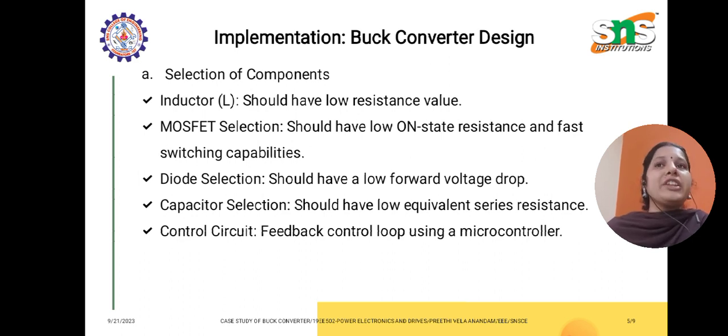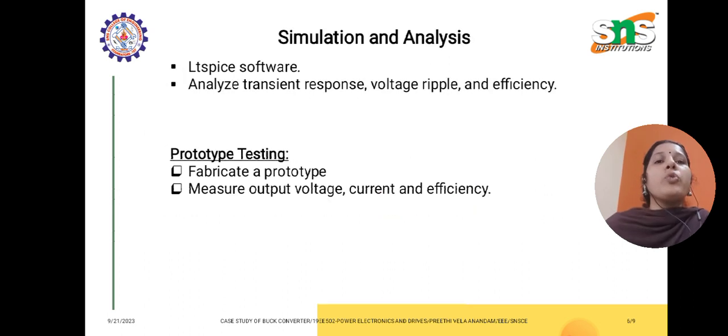And the control circuit. The control circuit, nothing but a feedback control loop using a microcontroller or a dedicated buck converter control IC, is very important for regulating the output voltage. And these are the buck converter design. The inductor, MOSFET, diode selection, capacitor selection and the control circuit, everything is given for you. And now we have to move on to the simulation and analysis.